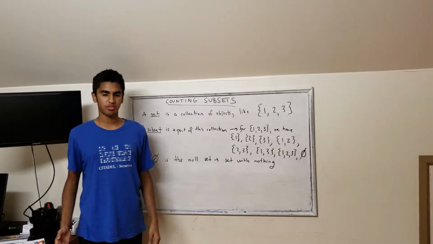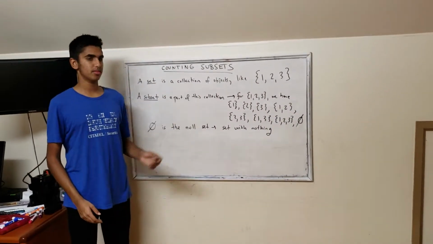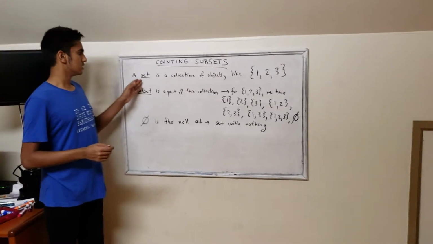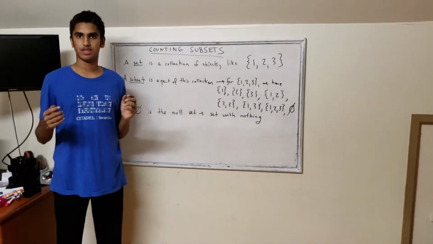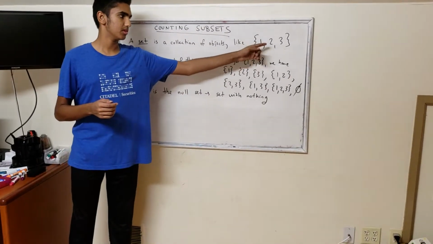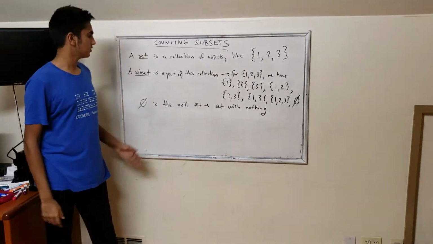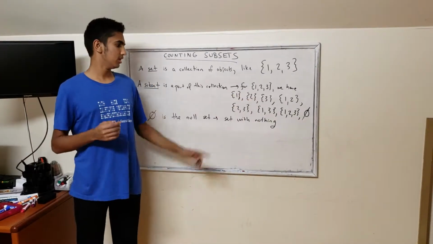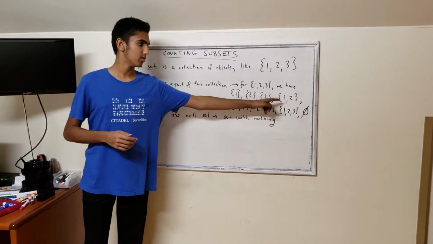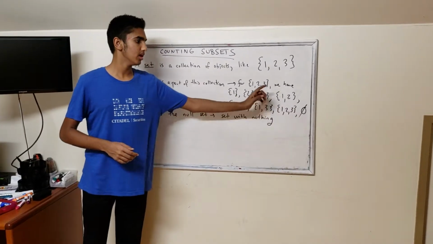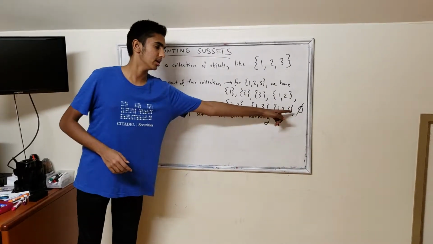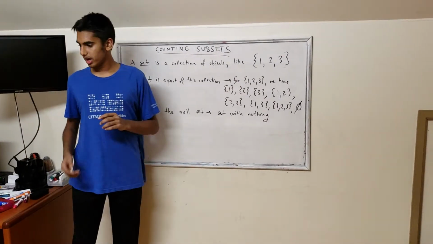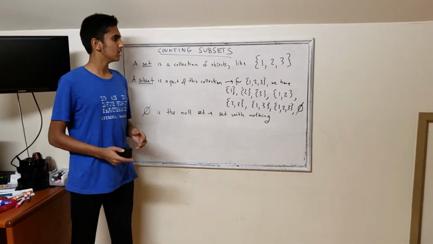Alright, so here's a brief discussion of subsets. Subsets are pretty common to count. So what are they? First we define a set. It's just a collection of objects. This is the set of the numbers 1, 2, and 3. Simple enough. A subset is a part of this collection. So for 1, 2, 3 we have 8 subsets: {1}, {2}, {3}, {1,2}, {2,3}, {1,3}, {1,2,3} itself, and this, the null set, which is the set with nothing in it. And this is a subset of all sets.